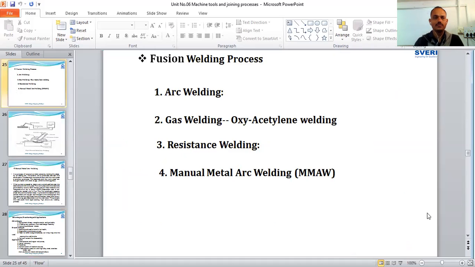Which are those? Arc welding. Yeah, okay. We have seen two welding processes. First one is arc welding. Arc welding is the regular welding, which is very important and has a very large amount of strength. Arc welding comes under fusion welding.